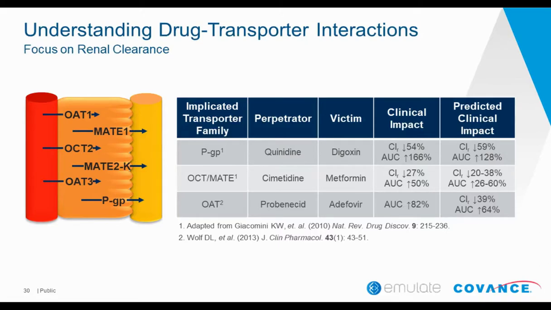When we look at adefovir as a victim drug, again, what we saw within the clinical publications is an increase of AUC of approximately 82%, which again is well modeled with an AUC from the chip model, an increase there of 64% as a result of a 39% overall reduction in renal clearance.